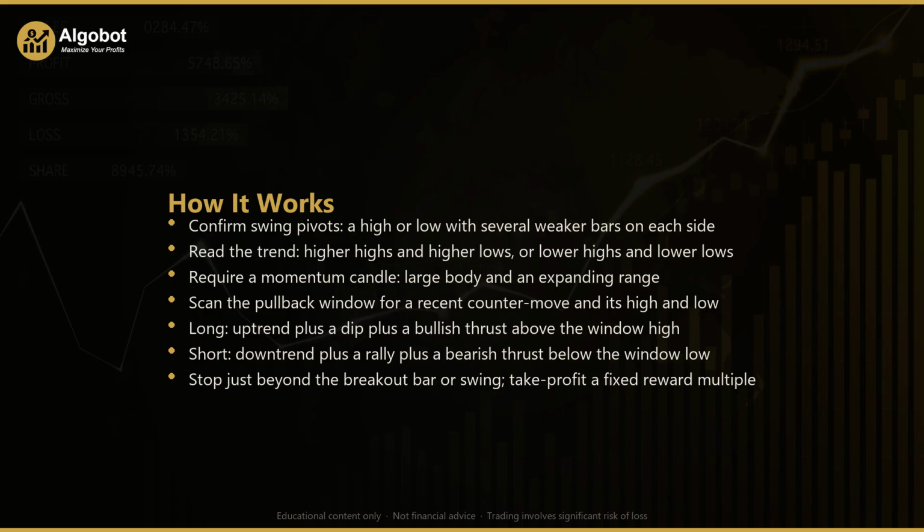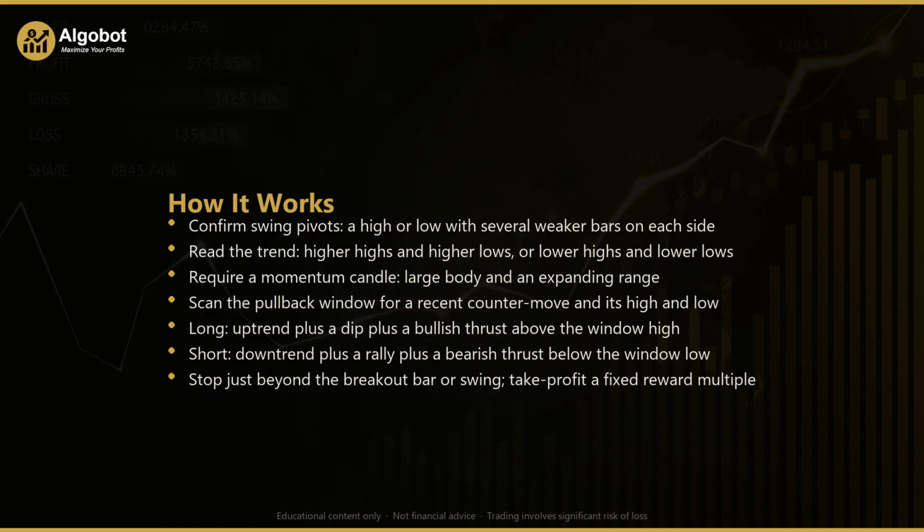Then it scans the recent trigger window, the handful of bars just before the current one, to find the highest high and the lowest low of that pullback, and to confirm that a genuine countermove actually occurred. For a long trade, the strategy needs an uptrend, at least one bearish candle in that window showing a dip, and a bullish momentum candle that closes above the window high. When all of that aligns, the strategy signals a buy.